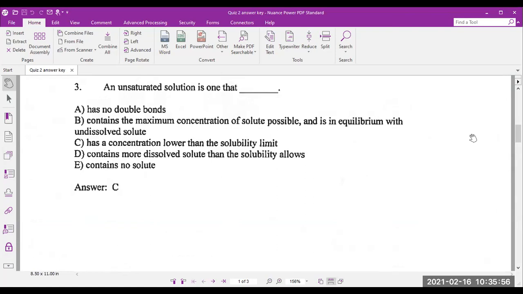Number 3, an unsaturated solution is one that, and the answer is has a concentration lower than the solubility limit. So unsaturated is lower than the solubility limit. Saturated means you're at the solubility limit. And supersaturated would be you're above the saturation, the solubility limit.